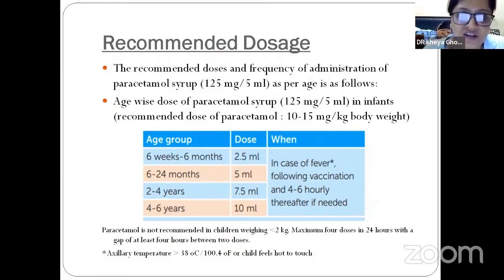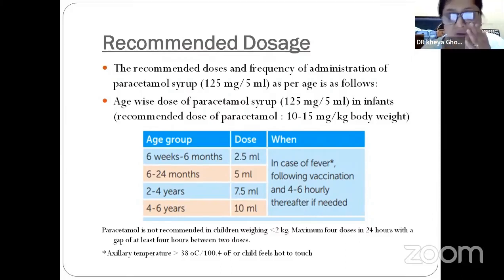It is not recommended in children weighing less than 2 kg, but this is official, maybe unofficially we use it. So maximum 4 doses in 24 hours with a gap of at least 4 to 6 hours between 2 doses is the recommended dose. So again, I will highlight this. If you are giving 15 mg per kg per dose, 4 doses becomes 60 mg. You cannot give more than 4 doses, because then the cumulative dose per day becomes 60 mg per kg per day. Any side effect of paracetamol, the common side effect being liver toxicity, can occur only if you are giving above 60 mg per kg per day.